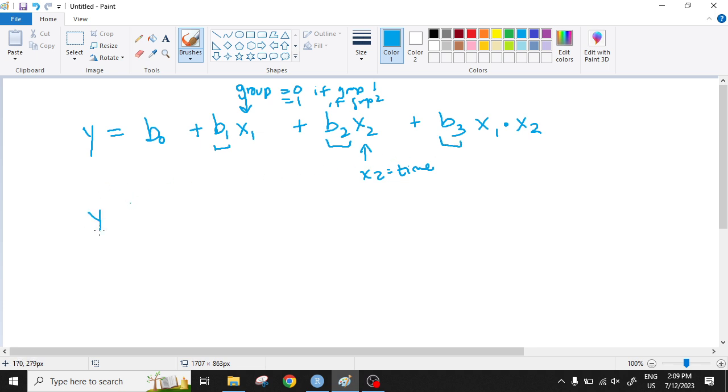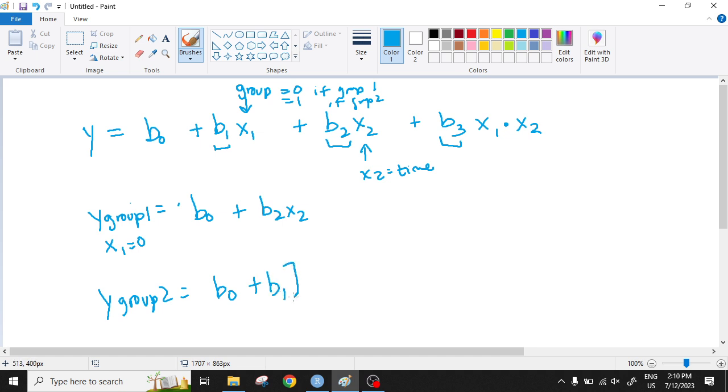If we had an equation for just y of group number 1, in group number 1, x1 equals 0. So then we have b0 plus b2 x2, because the other terms drop out of the equation since those are both just 0. And if we have y of group 2, then we have b0 plus b1, and this is the new intercept, plus b2 plus b3 times x2, which is the new slope. So b3 represents how the slope is changing.